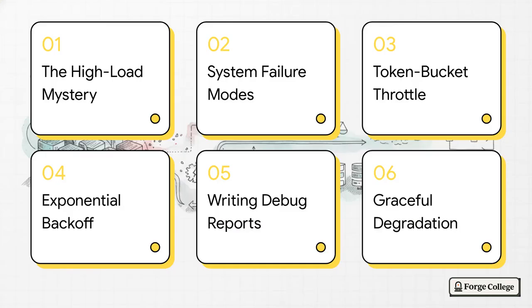So here's our engineering blueprint for today. We'll start with the high-load mystery, move on to diagnosing system failure modes, check out the token bucket throttle and exponential backoff strategy, and then wrap up with writing your debug report and designing graceful degradation for the user experience. Let's just dive right in.